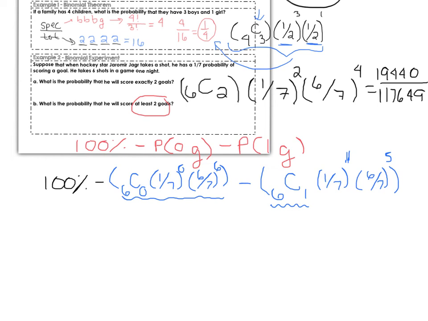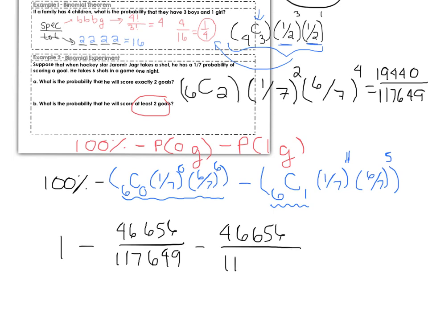So let's just change 100% into a decimal form of 1. And then 6 choose 0 times 1/7 to the 0 times 6/7 to the 6. That's approximately 46,656 over 117,649. We'll do the same thing here. Type that in and get our solution.